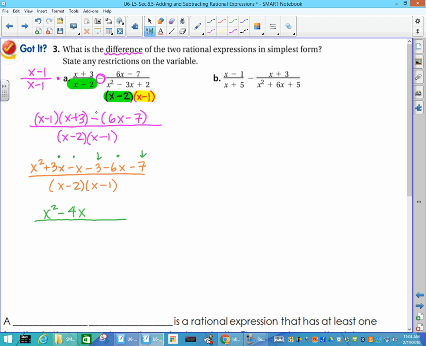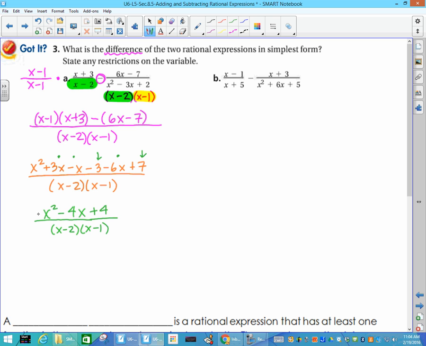Minus 6x minus a negative 7 makes it plus 7. So I apologize if you were screaming for the last 30 seconds. But of course, negative 3 plus 7 gives us plus 4. And the bottom is x minus 2, x minus 1.